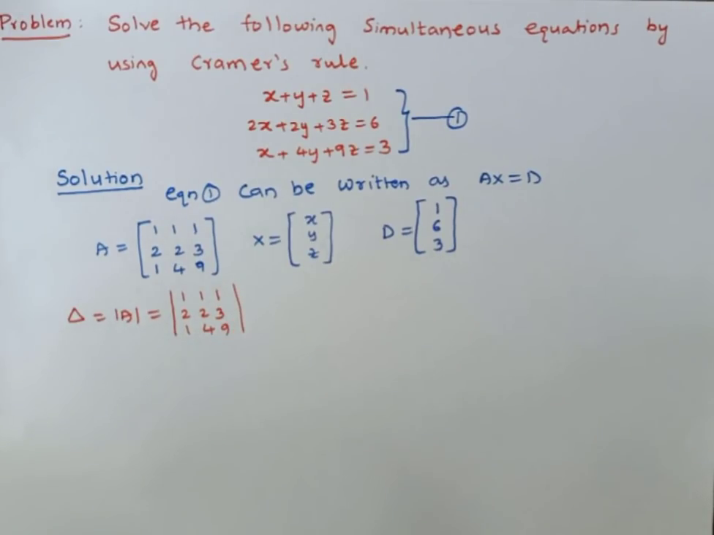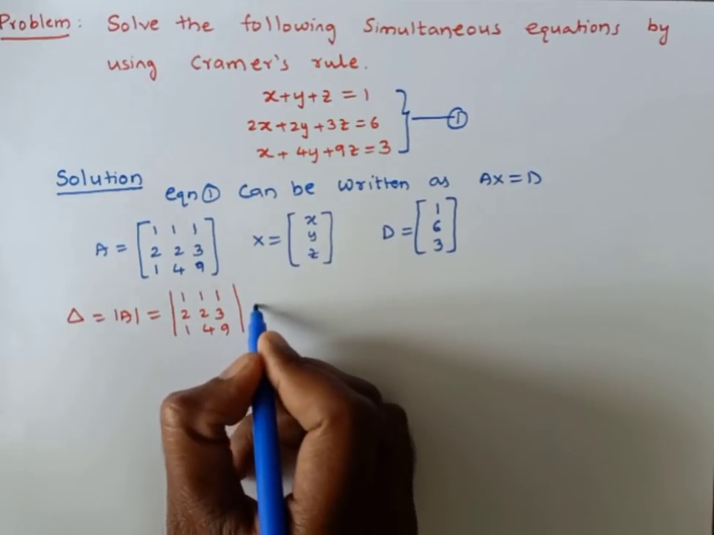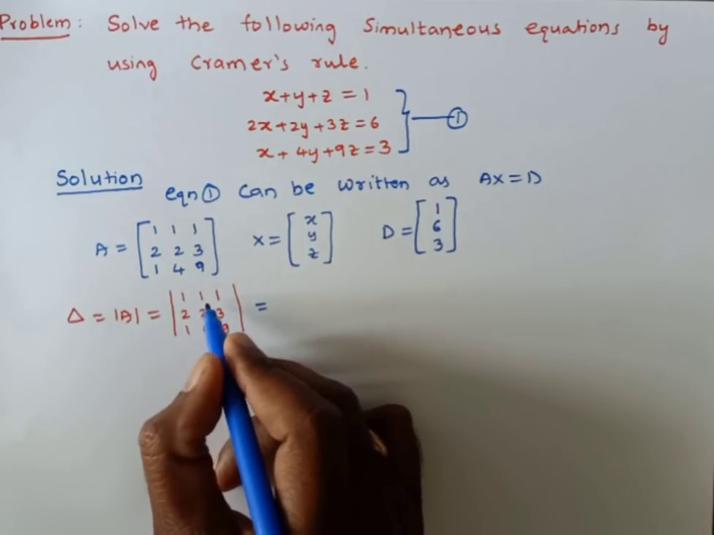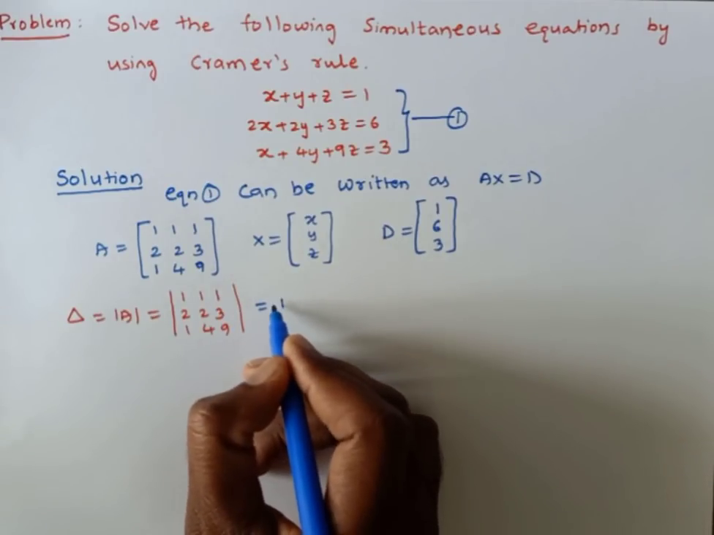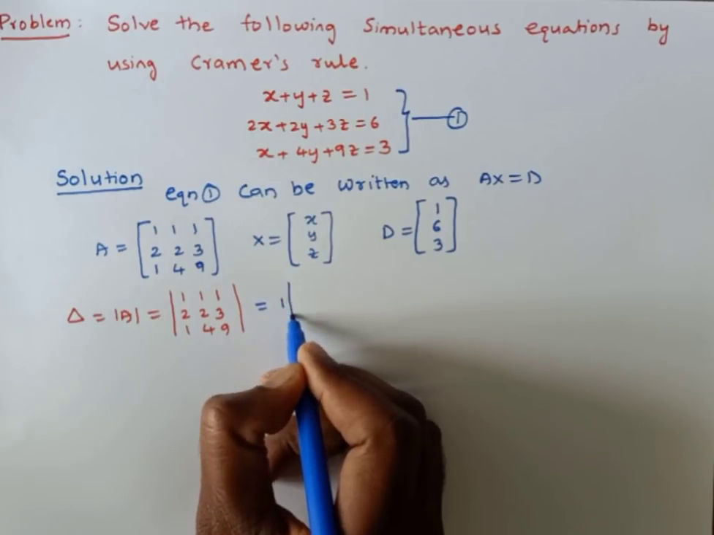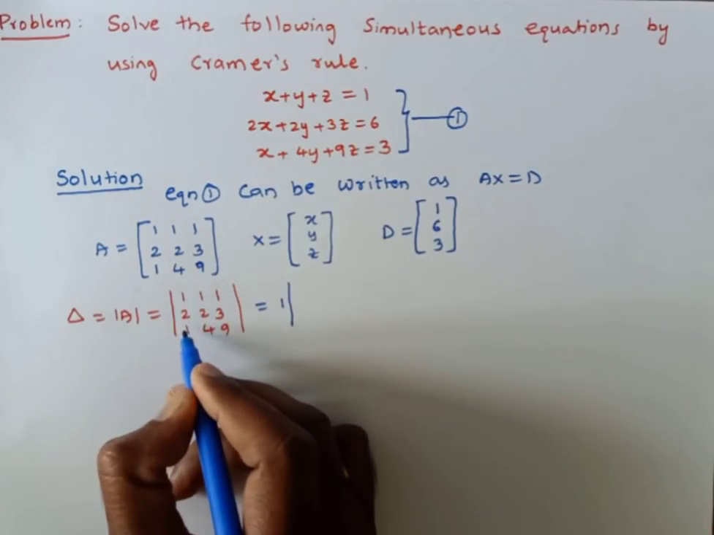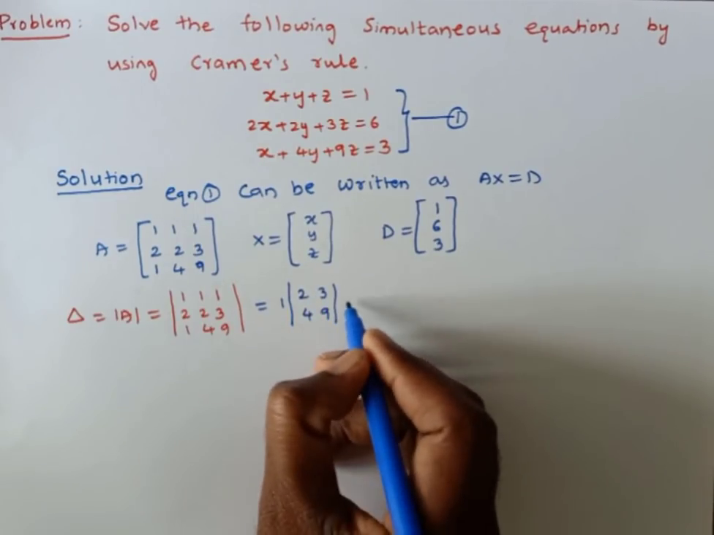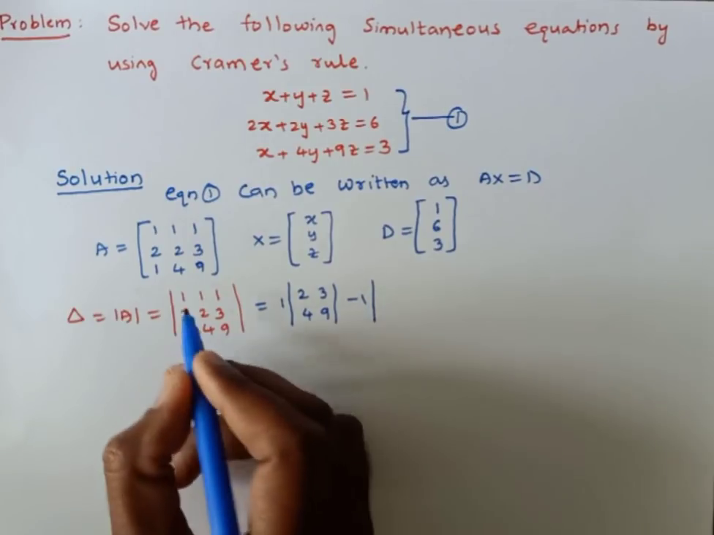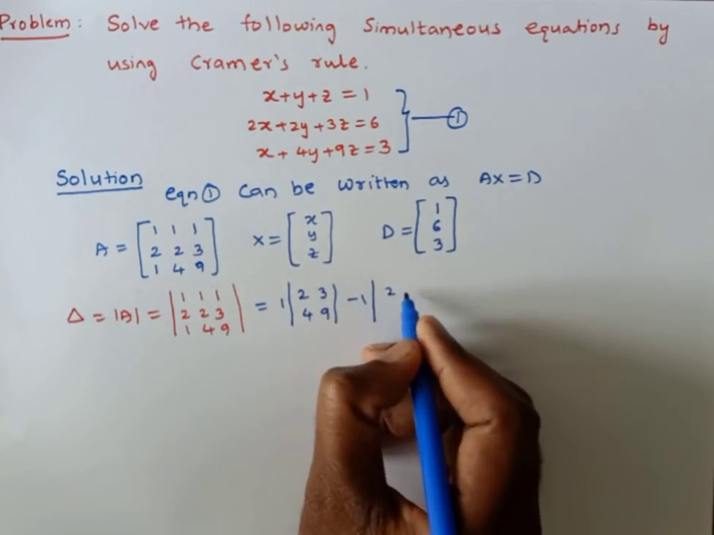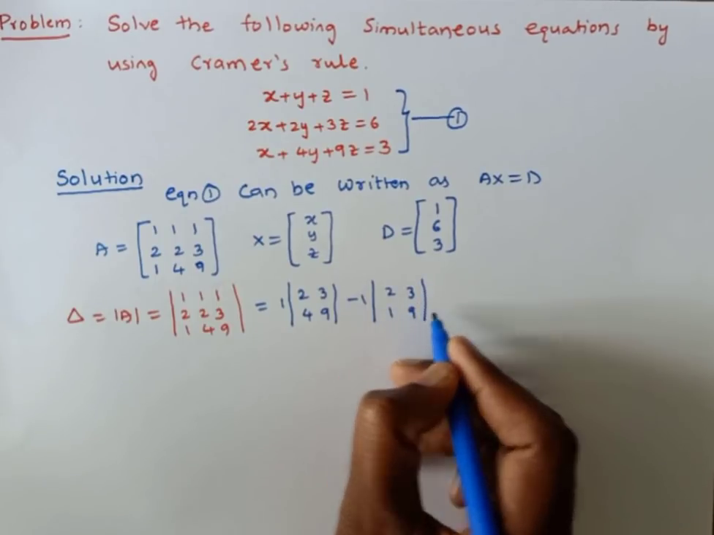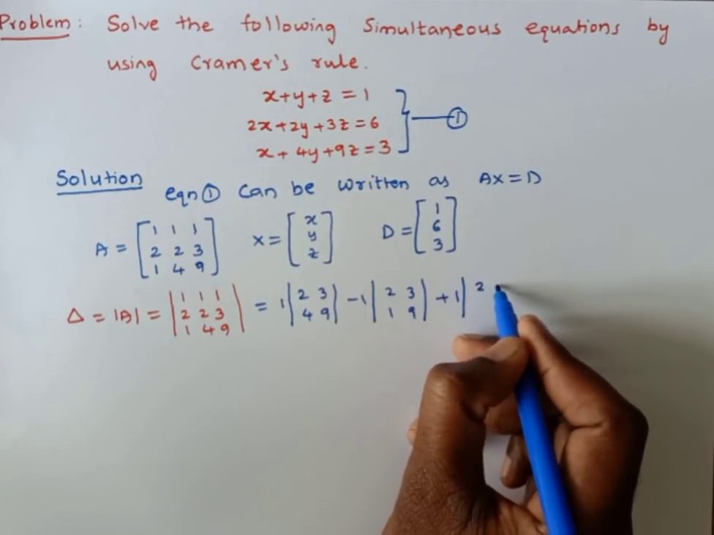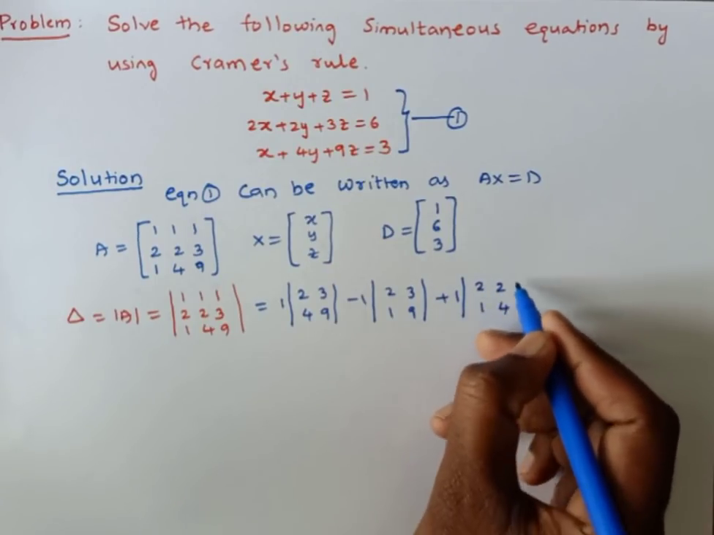Now, you know how to evaluate the determinant of the given matrix. So expand row-wise. Here I am expanding this determinant by using the first row. The first sign is plus, 1 times the minor of 1, by deleting this row and column, so it is 2 3, 4 9. Next, minus 1 times, by deleting the first row and second column, that is 2 3, 1 9. Plus again 1 times, so it is 2 2, 1 4.